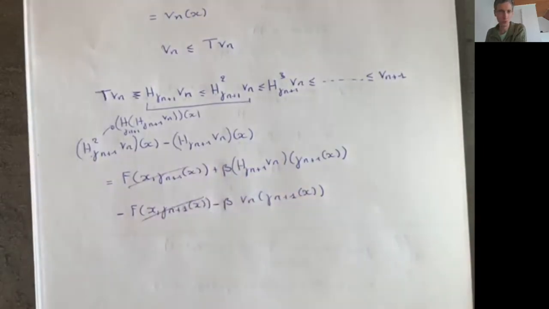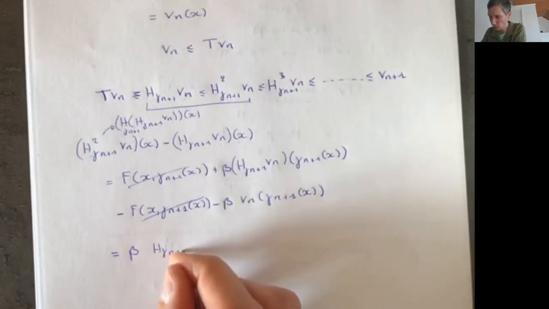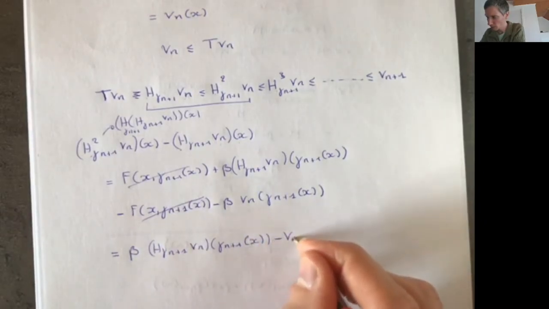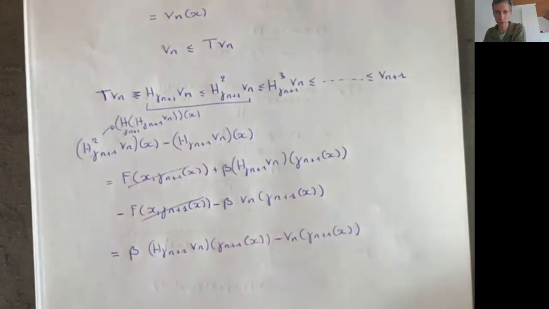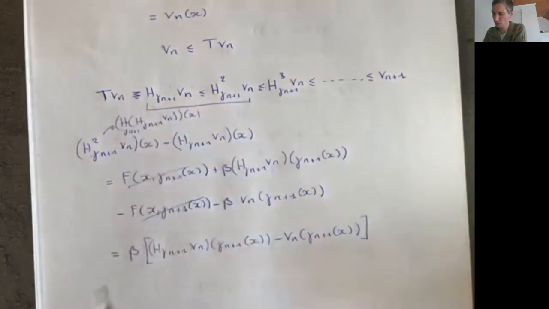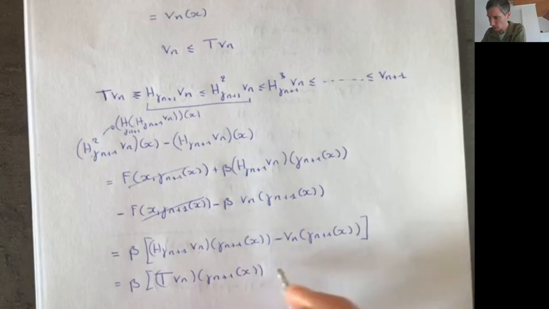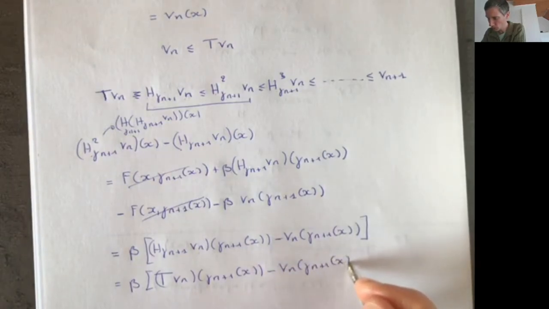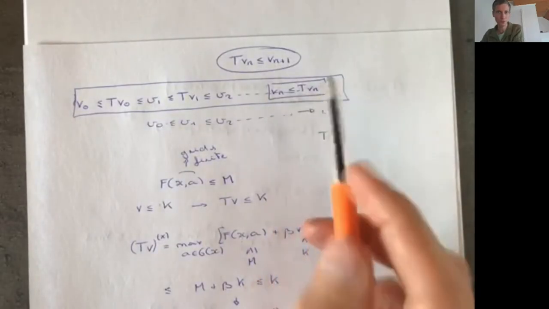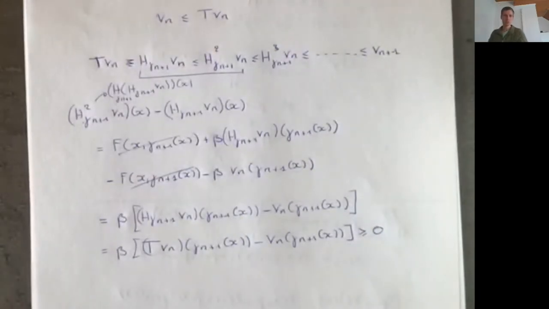This one here is the same as this one, so this already cancels out. So this is equal to beta of h gamma n plus 1 of vn at gamma n plus 1 x minus vn at gamma n plus 1 x. And h gamma n plus 1 vn, we know that this is equal to Tvn. So this is equal to beta Tvn at gamma n plus 1 x minus vn at gamma n plus 1 x. And we know that Tvn is greater or equal to vn, as we have shown in the first step. So I know that this is greater or equal to 0. So this is the base case of my induction proof.